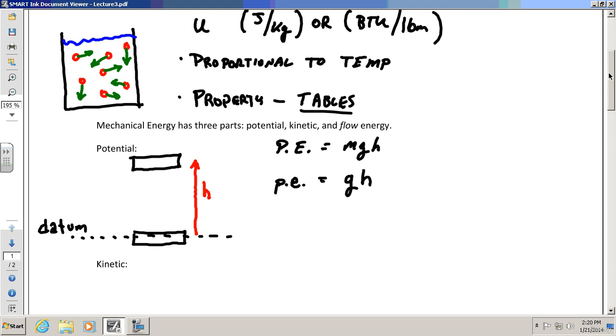Sometimes, instead of g times h, you'll see a lot of formulas in the book and other places use g times z. z is the same thing as h; it's basically the height. The units on this are joules per kilogram, the same units we're used to. If it's per mass, the units of energy per mass are joules per kilogram. Of course, the units of potential energy if you do mgh are joules. But if you do it per mass, it's joules per kilogram.